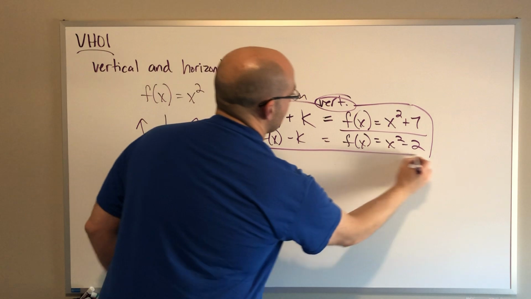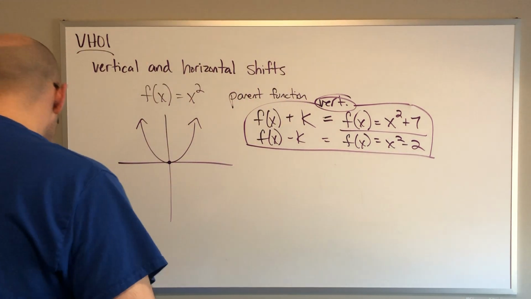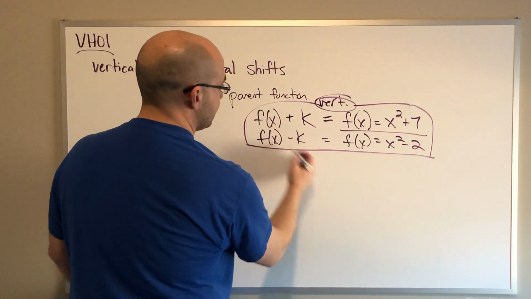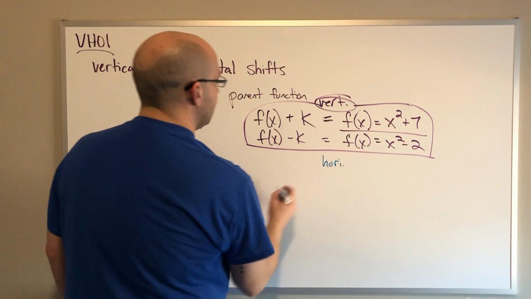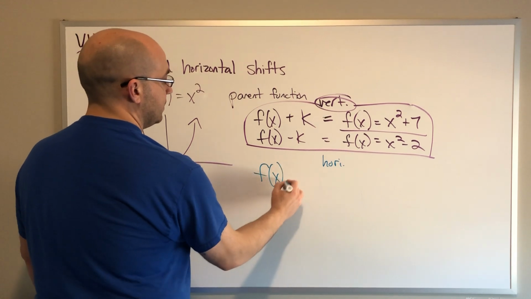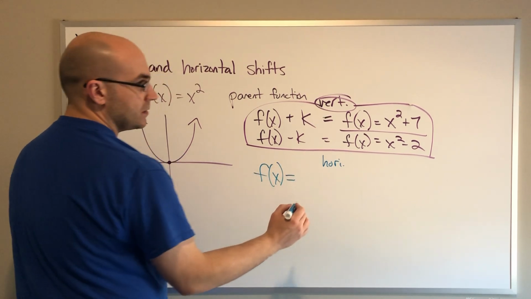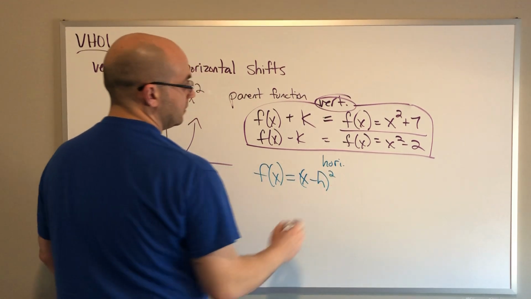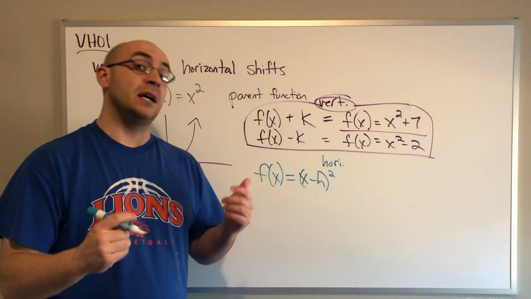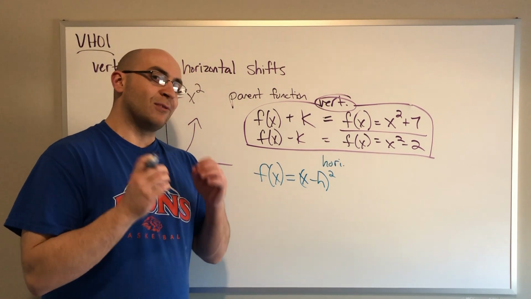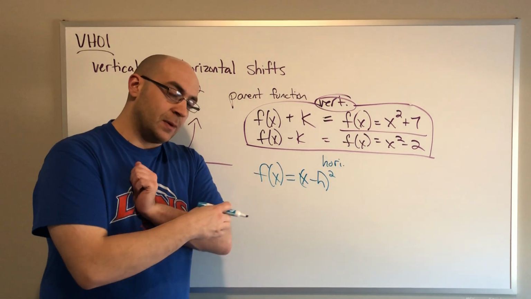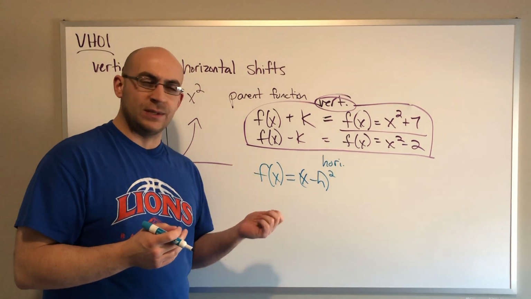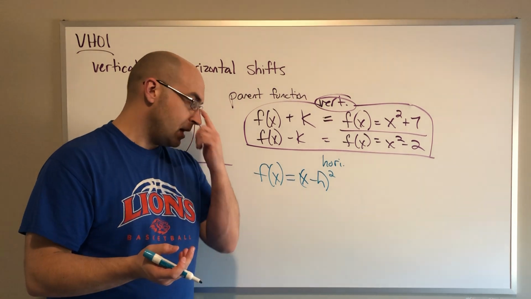Now, let's talk about horizontal. A horizontal looks a little funky, but it's the same process. We're going to take the same parent function. It would be f of x equals, let's say, x minus h squared. Now the h represents the side-to-side shift. Remember, think back to when we talked about vertex form. It's always the opposite of this. So in the last case, I think it was a minus 6, so it was actually a plus 6.